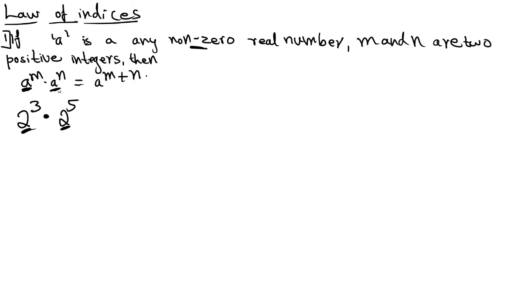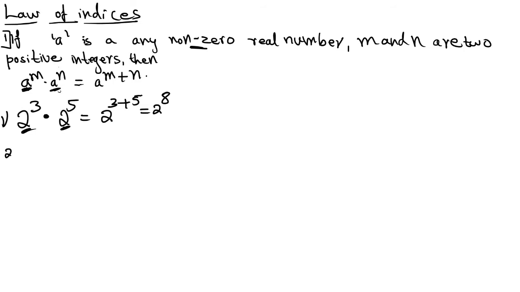You are multiplying two terms with the same base with different powers. That time the answer is a to the power m plus n. So 2 to the power 3 into 2 to the power 5 is equal to 2 to the power m plus n. That is 3 plus 5, equal to 2 to the power 8.